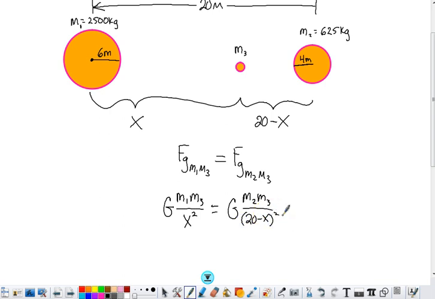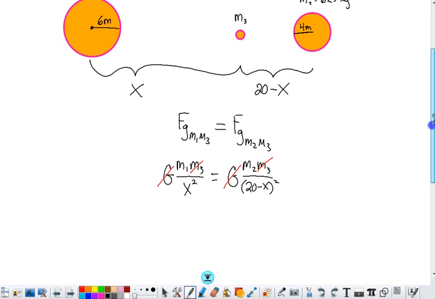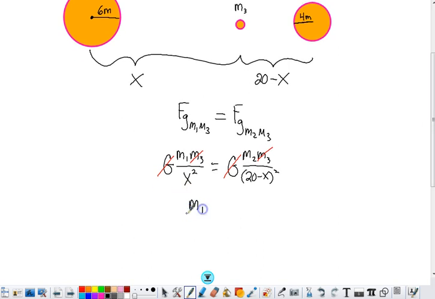Looking at what we have here, you can see that the universal gravitational constant on each side cancels out, and the mass of object 3 cancels out, which is why that was not given. Looking at what's left, we now have M1 over x squared is equal to M2 over the quantity 20 minus x squared.